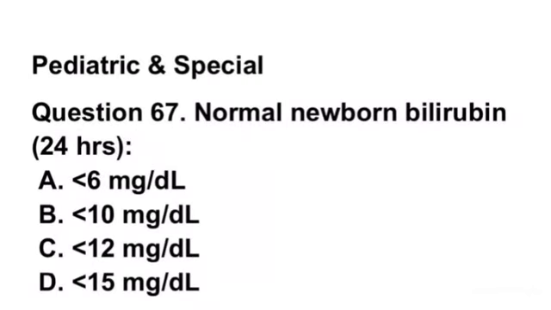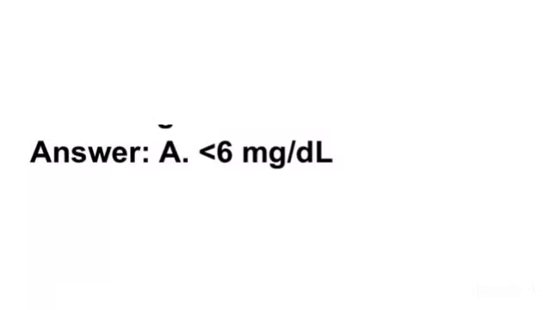Pediatric and special. Question 67. Normal newborn bilirubin, 24 hours. A. Less than 6 milligrams per deciliter. B. Less than 10 milligrams per deciliter. C. Less than 12 milligrams per deciliter. D. Less than 15 milligrams per deciliter. Answer: less than 6 milligrams per deciliter.